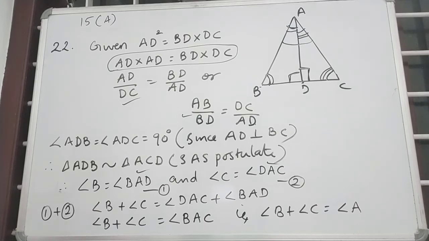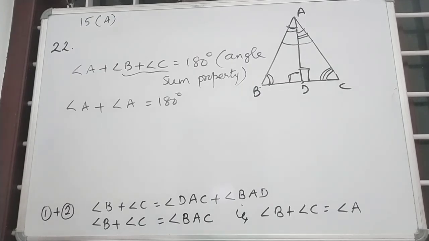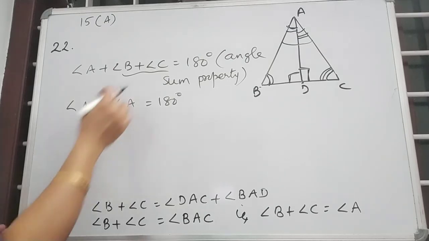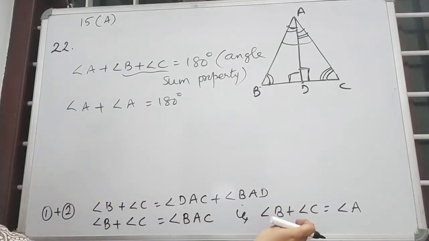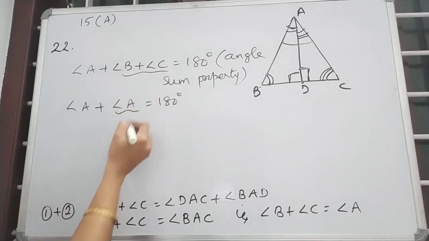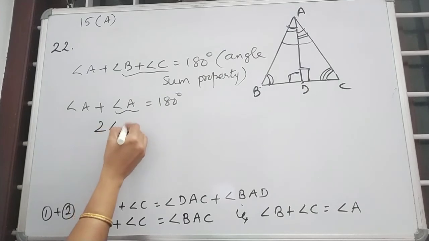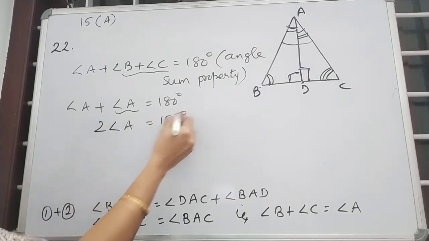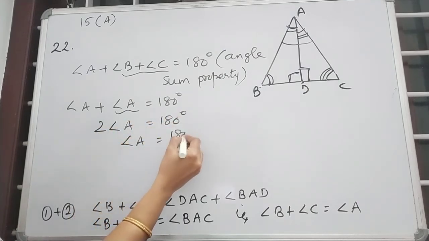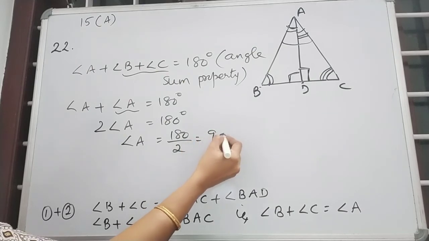So consider the triangle ABC. Sum of angles of a triangle is 180 degrees. Angle sum property we can apply. Angle A plus angle B plus angle C is equal to 180 degrees. Angle B plus angle C we got as angle A. So replacing that, angle A plus angle A is equal to 180 degrees. Therefore angle A is equal to 180 divided by 2, which is equal to 90 degrees.